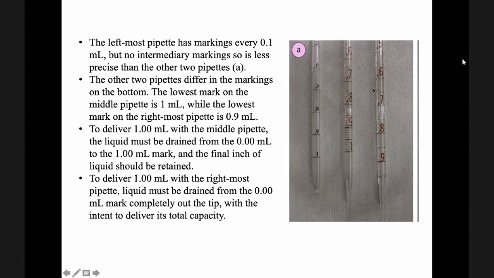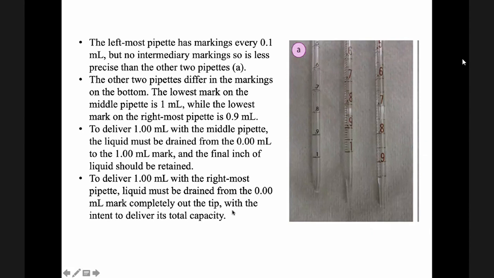While the other two pipettes here differ in the markings on the bottom. So here, 1 is the last mark. This one is 9. Can you see it? The lowest mark on the middle pipette is 1 ml, while the lowest on the rightmost is 0.9 ml. So, to deliver 1 ml with the middle pipette, this one, the liquid must be drained from the top, zero, up to the 1.00 ml mark. This one, and the final inch of the liquid should be retained.